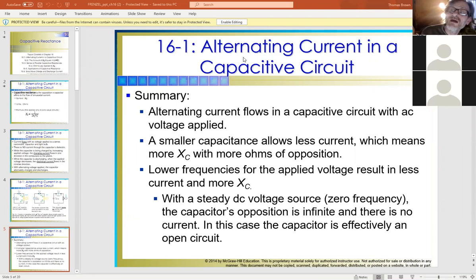So if I were to apply 60 hertz in one case, I would have 1 X of C rating, or 1 reactive rating. But if I applied something much higher, like 100 kilohertz or something like that, I would get an extremely different reading. So it is very frequency dependent.